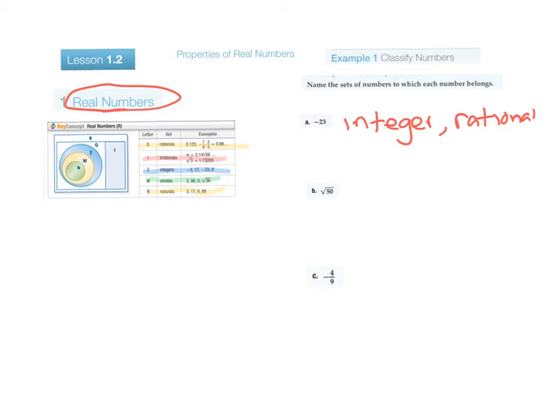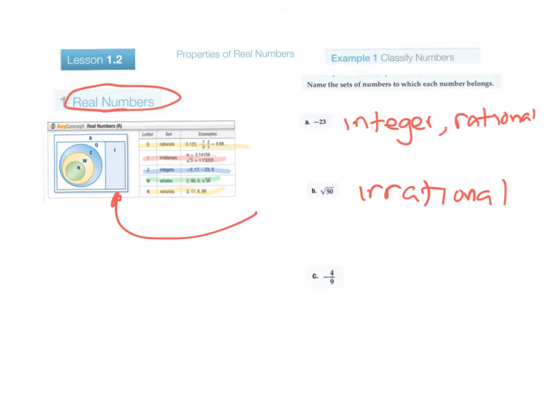So look at our square root of 50. If you put square root of 50 into your calculator, let me do that real quick. You get a decimal number that doesn't repeat. So basically, it's a decimal number, so it eliminates being natural or whole or integer. And since it doesn't repeat, it's irrational. And if you look over here at irrationals, there's nothing else in the irrationals, so that's the only category we have.